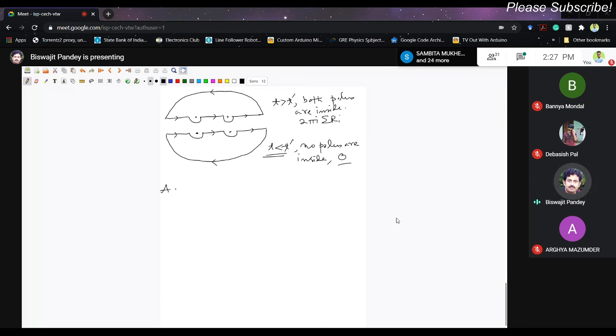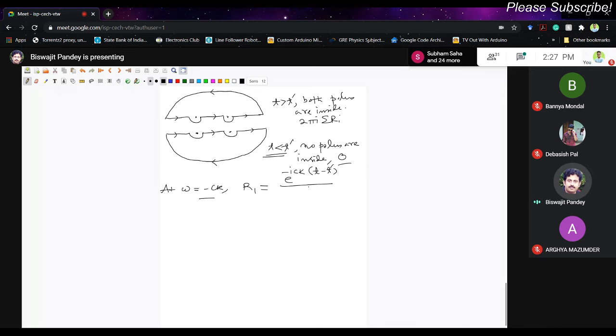So at omega equal to minus ck, what is the residue? You know, r1, what was there? There was the exponential term, and omega squared minus ck squared was there, so omega minus ck, omega plus ck. So putting omega equal to minus ck, what will it be? e to the power minus I ck t minus t prime, the coefficient, I told you the residues are nothing but coefficients, divided by minus 2ck. And similarly at omega equal to plus ck, the residue r2 will be e to the power I ck t minus t prime divided by twice ck.